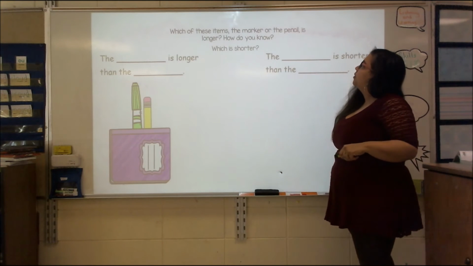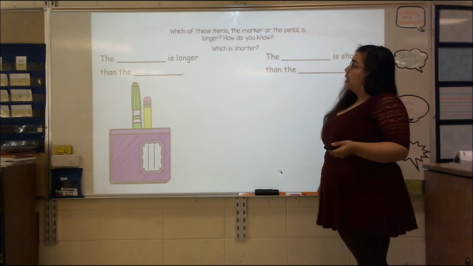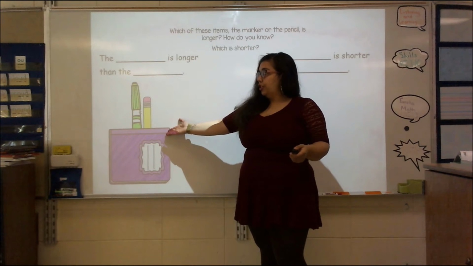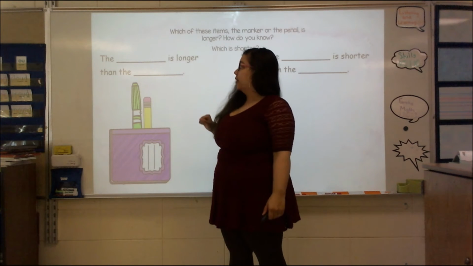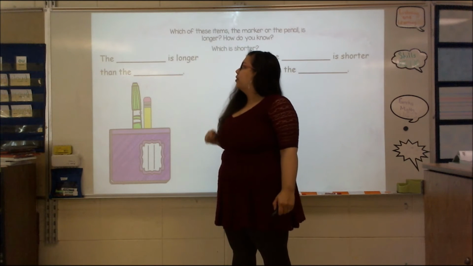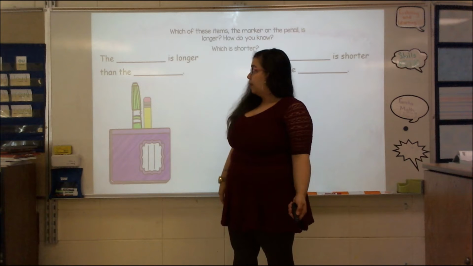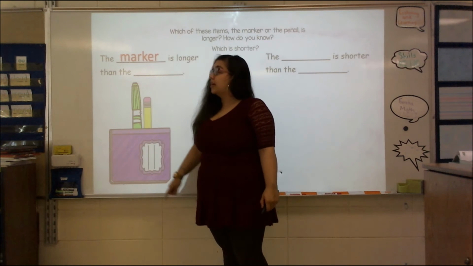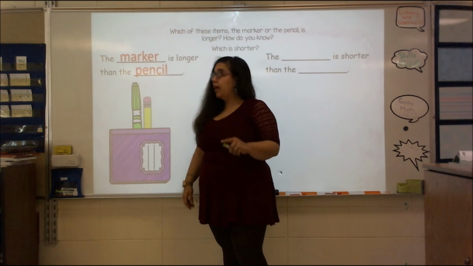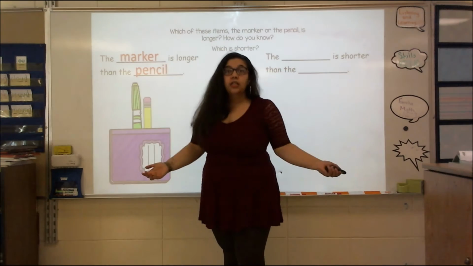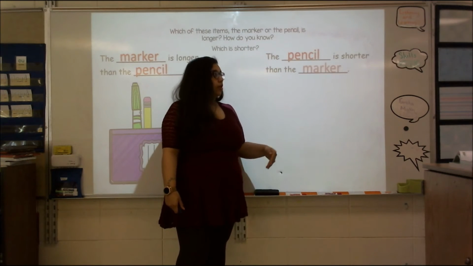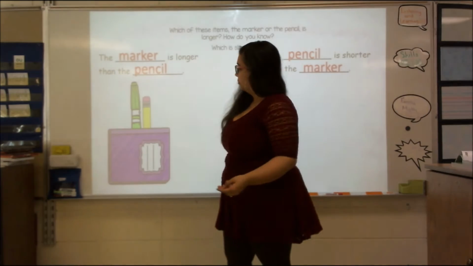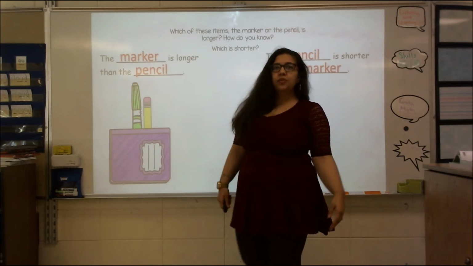Which of these items, the marker or the pencil, is longer? Which is shorter? So looking at them right here, right now, which one is longer? The marker, good. And which one is shorter? The pencil. Okay, so the marker is longer than the pencil. That makes sense, right? Which also means that the pencil is shorter than the marker.